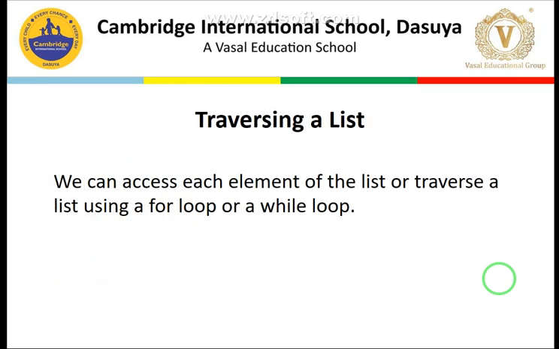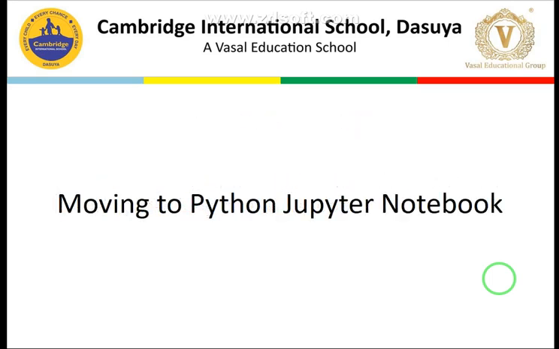So students, today's topic, I'll start with traversing a list. The meaning of traversing is accessing each element of the list. We can access each element of the list, or traverse a list, using a for loop or a while loop. We have already gone through the while loop. So we'll try to evaluate how we can traverse a list. We're moving to the applied part. Now we will move to the Jupyter notebook for the practical purpose.